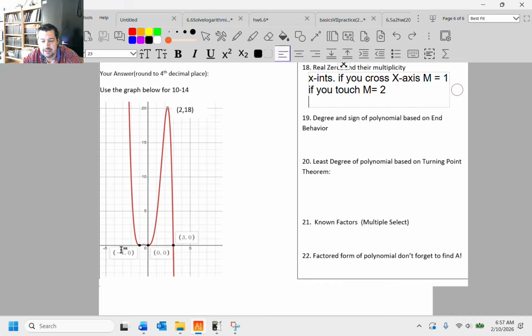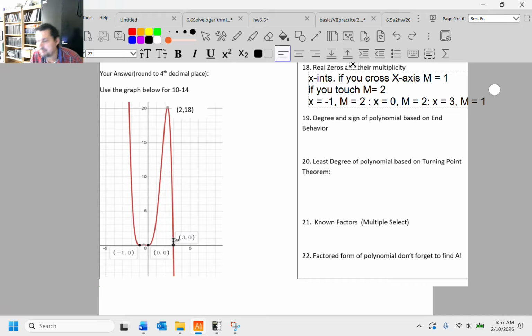All right, so I have an x-intercept here at x equals -1. And it is bouncing off. It is touching. So its multiplicity is 2. All right, what else have I got? I got one here at 0. And it's another one of those where it bounces off. So its multiplicity is 2. You can tell I'm wiped out. And the last one I have here is x equals 3. And that's crossing. So the multiplicity is 1.